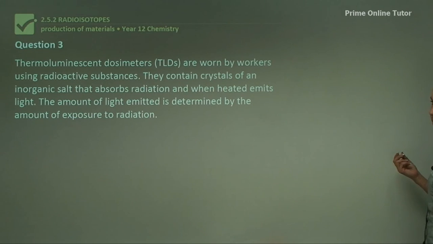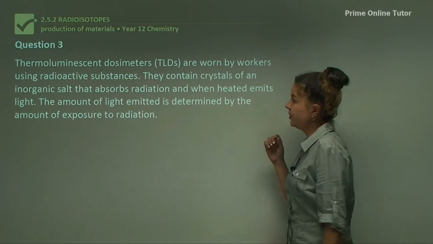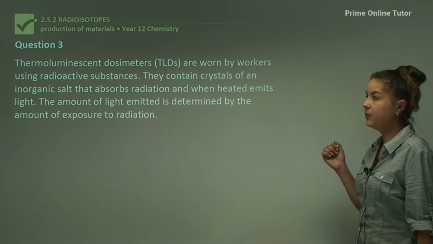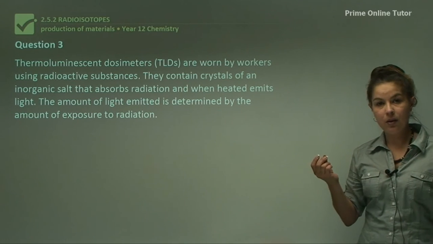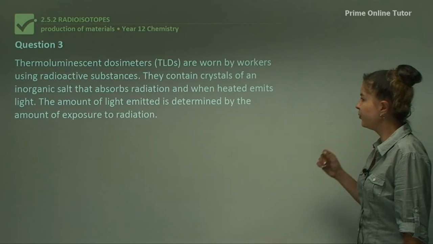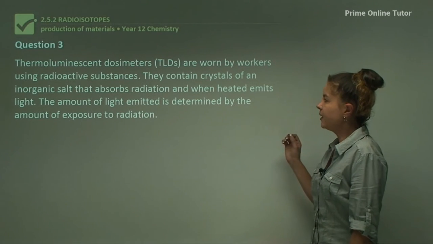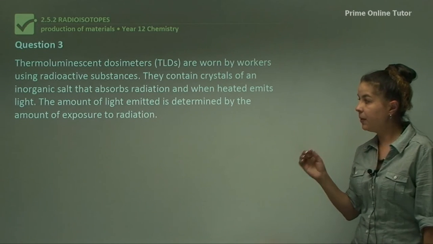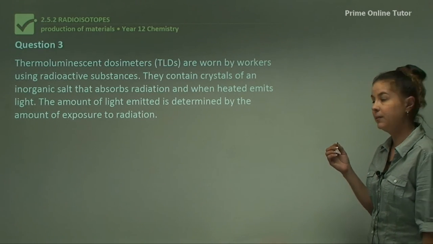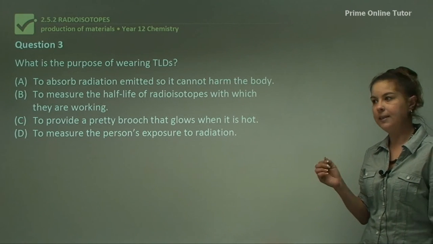Question 3. Thermoluminescent dosimeters, or TLDs, this is just a bit of background before we get to the question, are worn by workers using radioactive substances. They contain crystals of an inorganic salt, such as lithium fluoride, as I mentioned before, that absorbs radiation and when heated emits light. The amount of light emitted is determined by the amount of exposure to radiation. So our question, what is the purpose of wearing TLDs?